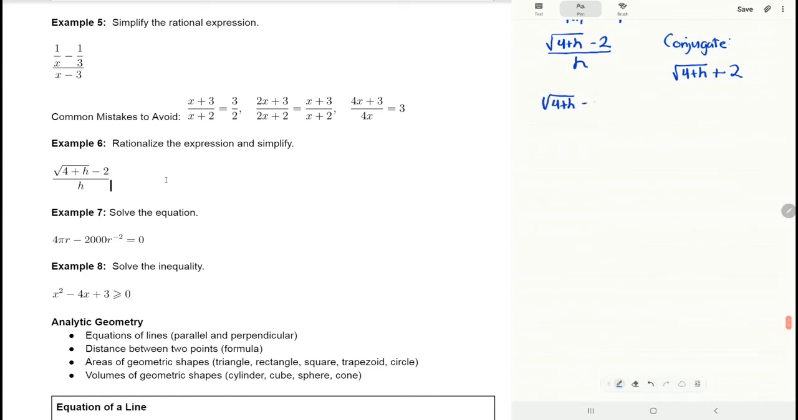So now to rationalize the expression, we're going to multiply the top and bottom of the fraction by the conjugate. So what we have is the square root of 4 plus h plus 2 divided by the square root of 4 plus h plus 2.